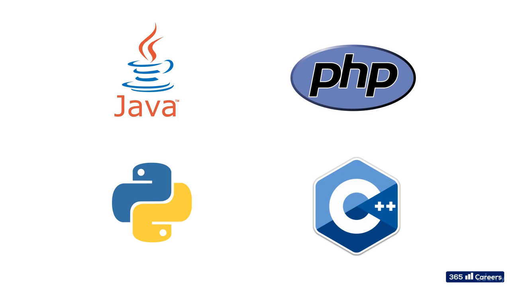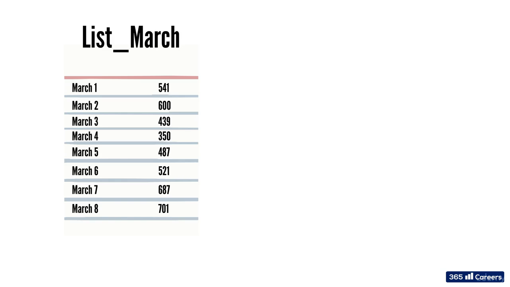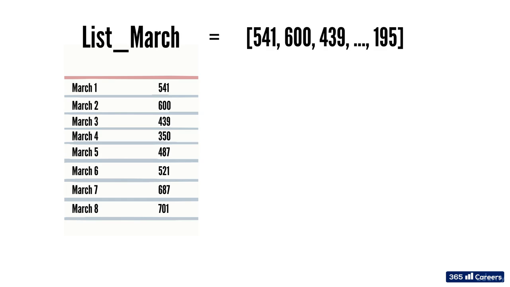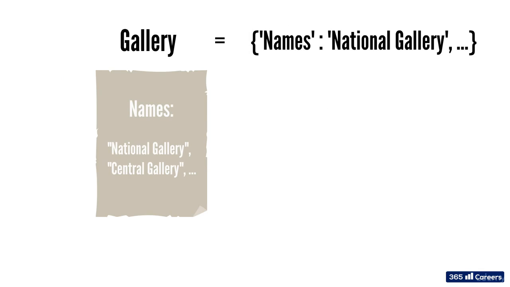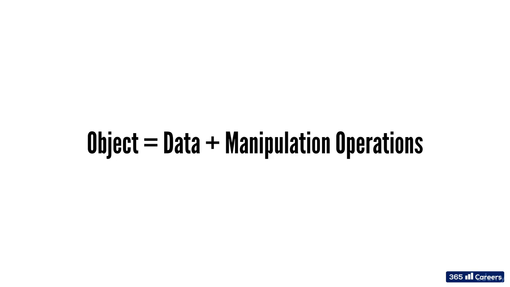The reason programming has evolved to this level is conceptual. Objects allow us to model real-world concepts. For example, we can have a list containing the exact number of visitors in a gallery for March. This is a list containing 31 data points, given that March has 31 days. Or we could enter names of the galleries as string values in a dictionary called galleries. An object contains data, such as a number or a string, plus the operations allowing us to manipulate the data.